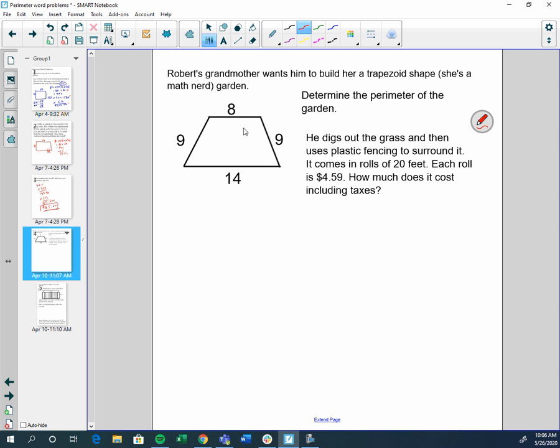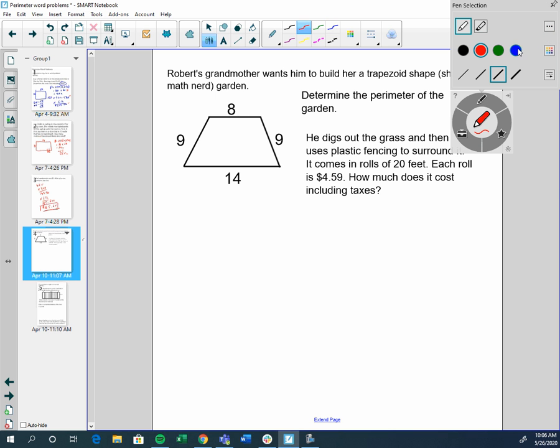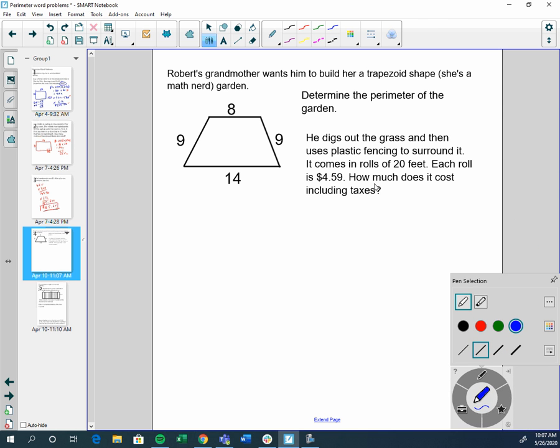Okay, 2 more questions. They're getting a little bit harder. Robert's grandmother wants to build him a trapezoid shaped garden because she's a math nerd. Determine the perimeter of the garden.